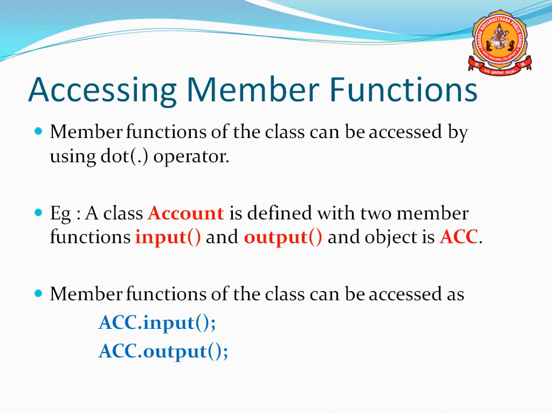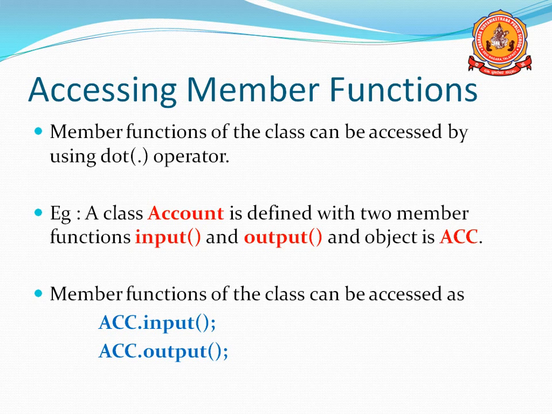Next, after declaration of the class, you have to access the member functions or members of the class. How can you access the members of a class? If you want to access the members of a class, mainly an object is required. Through the object we can access the members of the class. Member functions of the class we can access through the object, but one more operator is required. That operator is known as the dot operator. Member functions of the class can be accessed by using the dot operator.